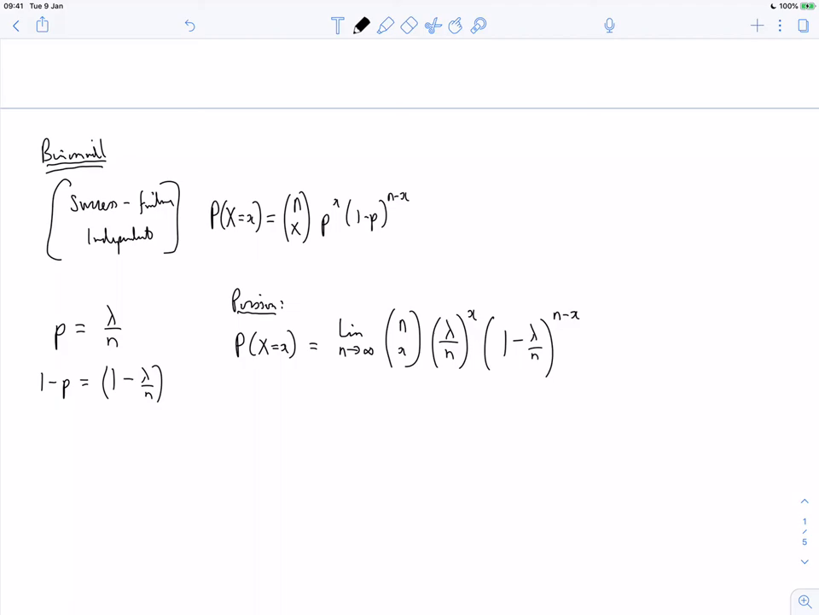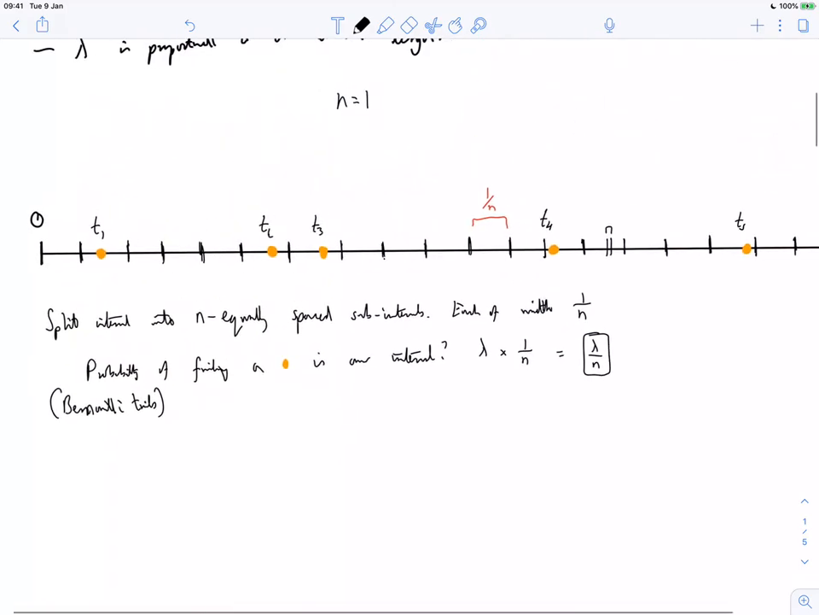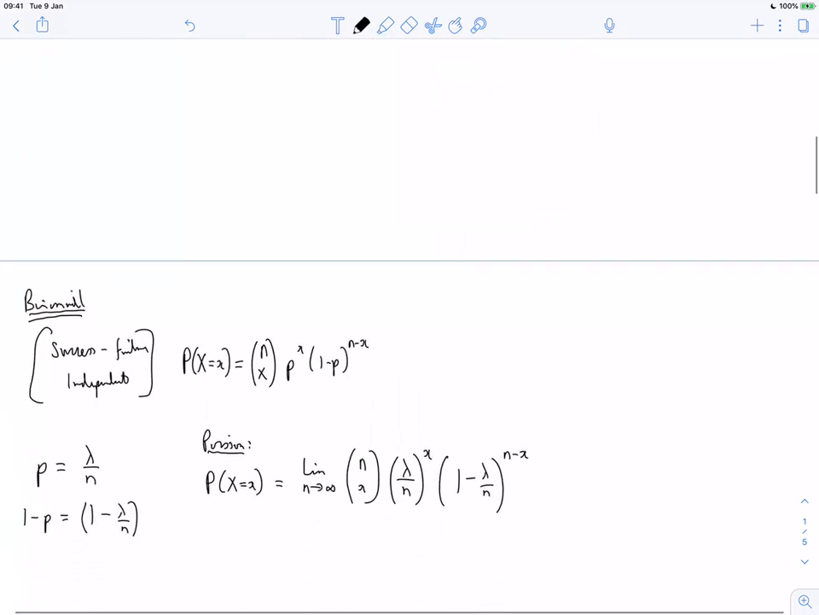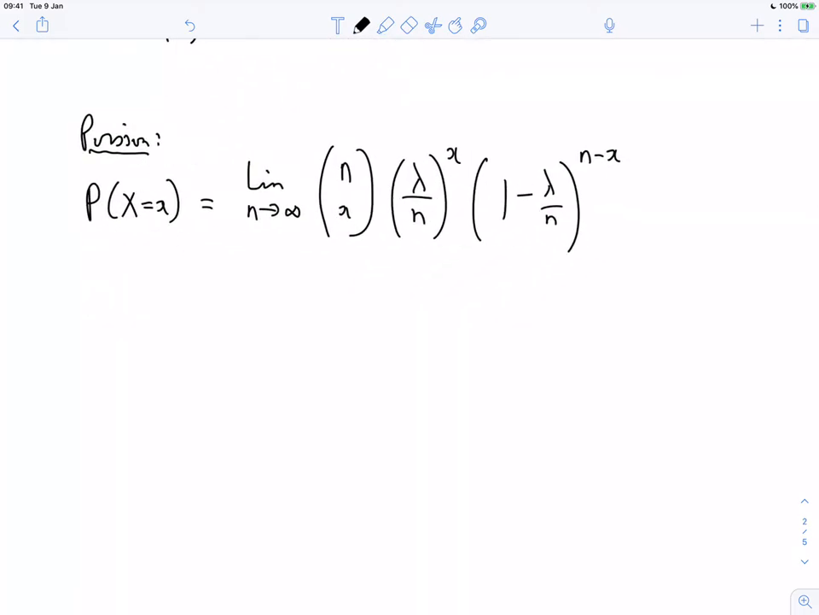So we have to take the limiting case when we split that time interval up over here into infinitely tiny gaps of 1 over n. So, that being said, we need to tidy all this stuff up. So, this is the limiting case when n tends to infinity of. Now, n choose x is just going to be n factorial over x factorial times n minus x factorial. And lambda over n to the power x is just lambda to the x over n to the x.